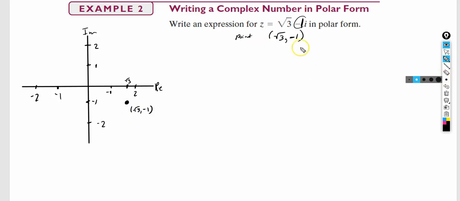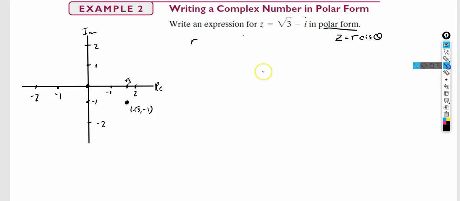Okay. So now the next thing I want to do is find r. Because in polar form, you can write this as r times cis of theta, where cis is that shorthand for cosine theta plus I times sine theta. So let's find r. By definition, r is the distance from the origin to our point in the complex plane. So r is going to be that distance, which we saw in our notes here.